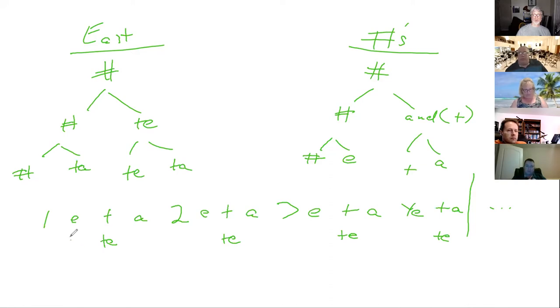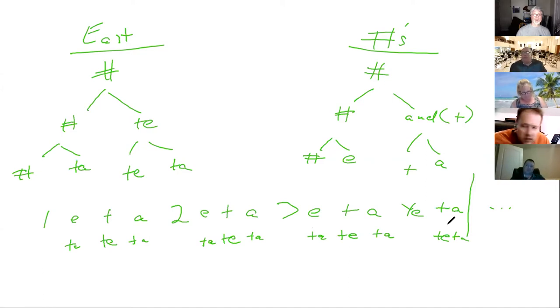For the Eastman, all of these spaces would be ta. And so the way that it would sound, it would sound a little bit more staccato. It would sound a little bit more short, less smooth.